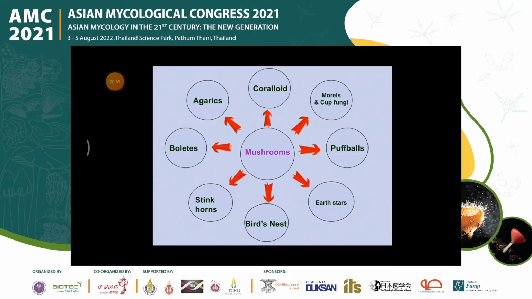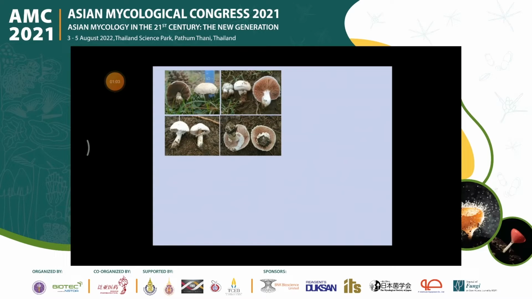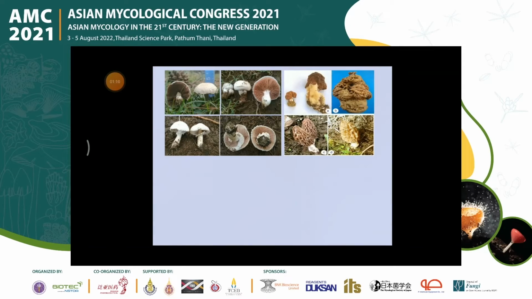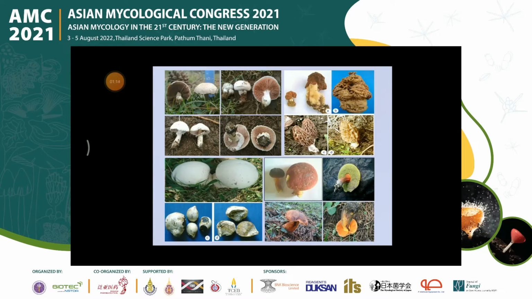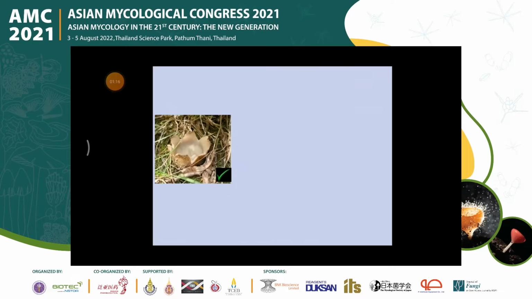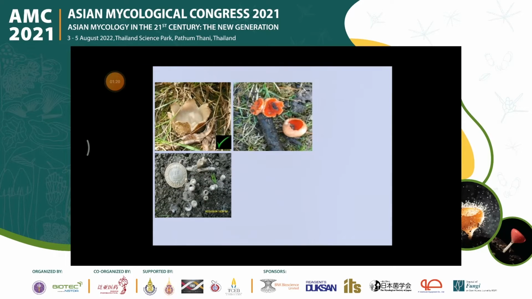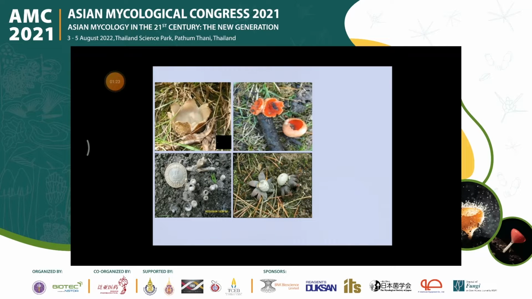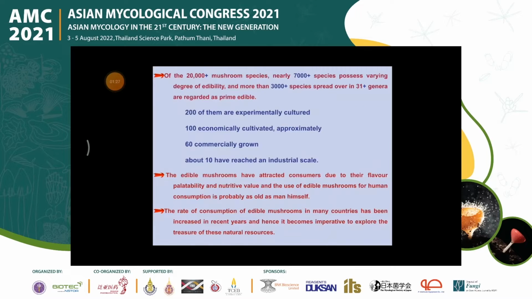As far as mushrooms are concerned, they are categorized into several groups like agarics, coralloid fungi, morels and cup fungi, puffballs, earth stars, bird nest fungi, stinkhorns, and boletes. So these groups here, I can show you some of the pics of these groups. This is the first group, that is agarics, gill fungi. This is morel. This is puffballs, and these are the polypore group of fungi, and these are the cup fungi. These are bird nest fungi. These are again cup fungi. These are the earth stars, and these are coral group of fungi, that means coralloid group.